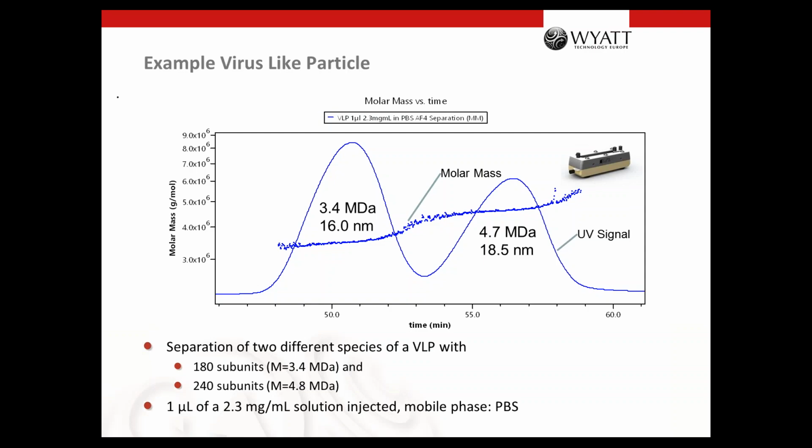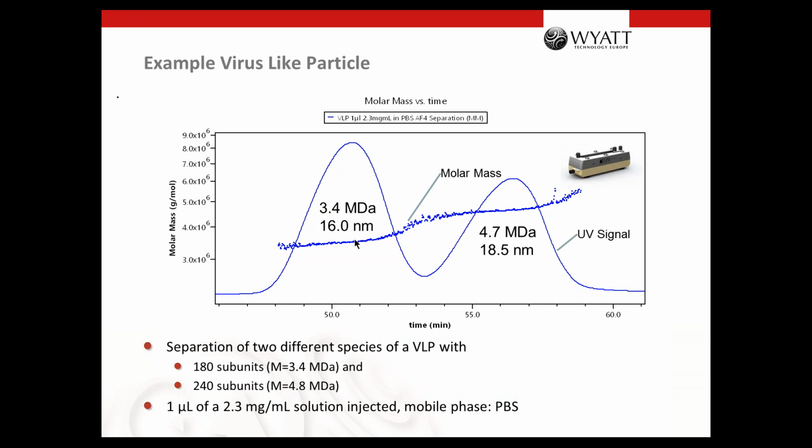So you see here, that's a virus-like particle, which has 2 species. But these 2 species are not monomer and dimer. That would be too easy. These 2 species have 16 and 18.5 nanometer. So the ratio between them is very small, and it's very good that we get a separation here. It's nearly baseline separation.